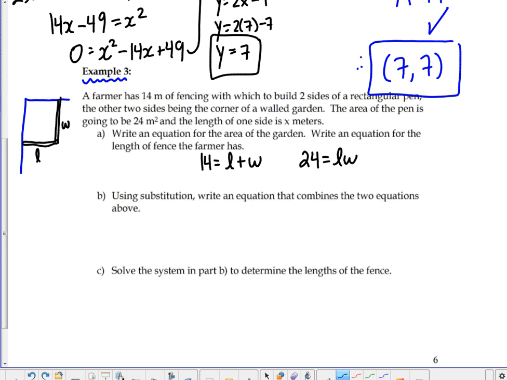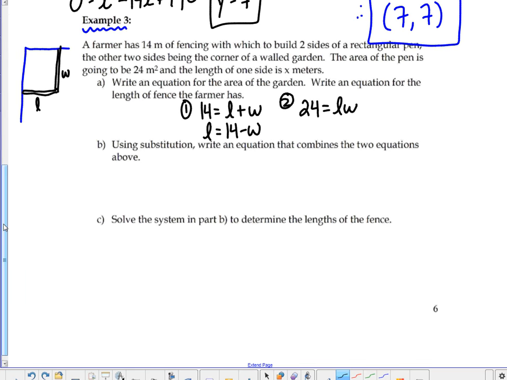Good. So which one should we rearrange? Equation 1 or equation 2? 1. Which variable do you want to rearrange for? Length? Sure. Length is equal to 14 minus W. Would you agree? Good. Okay. So subbing that into equation 2, equation 2 is 24 equals length times W. Which variable are we replacing? Now, because we have L equals, we're going to replace the L.